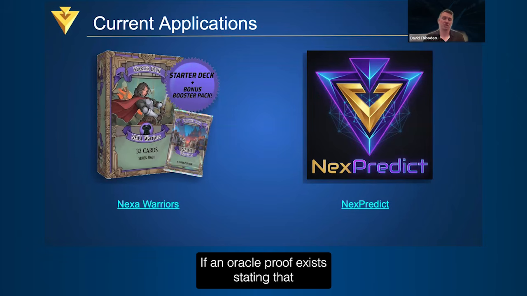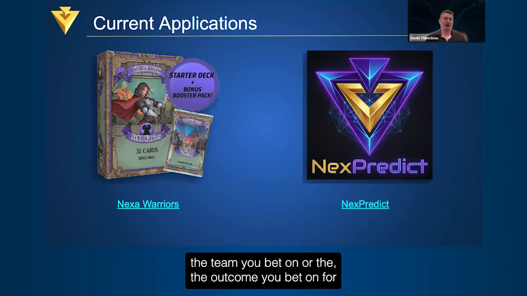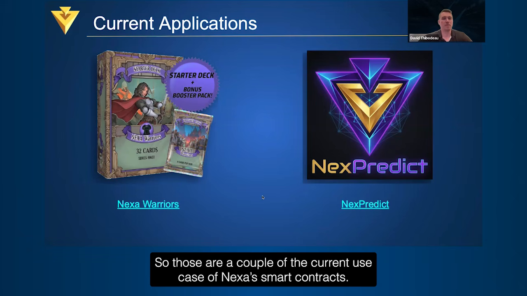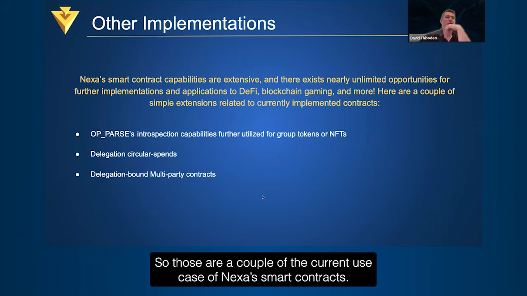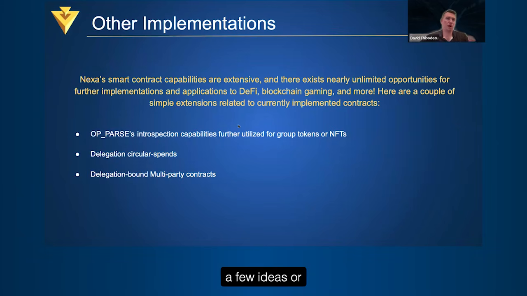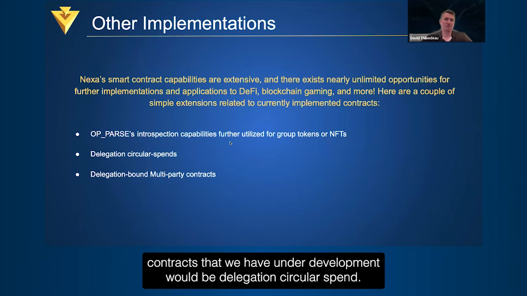If an Oracle proof exists stating that the team you bet on or the outcome you bet on for any given event is correct, then you have the proof to have those coins returned to you, or you can spend them. Any on-chain facilitator can do so. So those are a couple of the current use cases of Nexa smart contracts. So yes, again, we know there are so many opportunities for further implementations important to DeFi and blockchain gaming. A few ideas or contracts that we have under development would be delegation and circular spends.